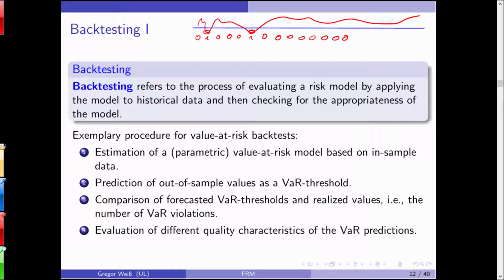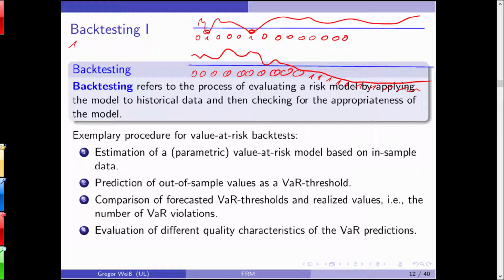The second property that is important is what? Independence, and quite realistic. Let's assume you have something like this, then it would look like this, and so on. You have clustering. You could also have something else that is interesting, something like this. You have a clustering of VaR exceedances, or you have systematic changes. Both are considered to be non-random.